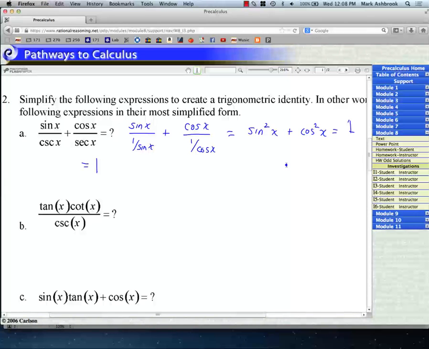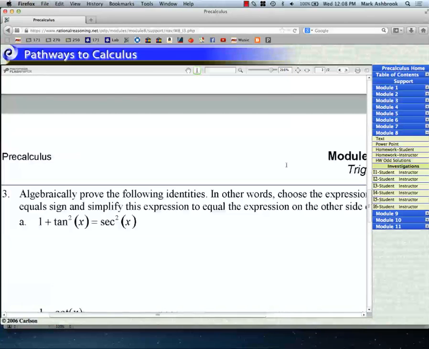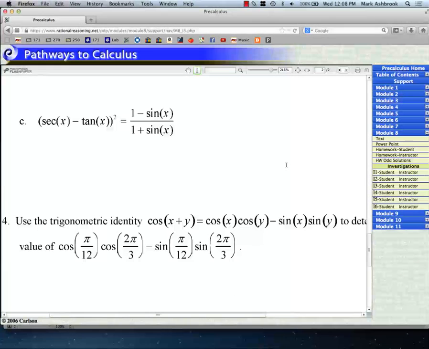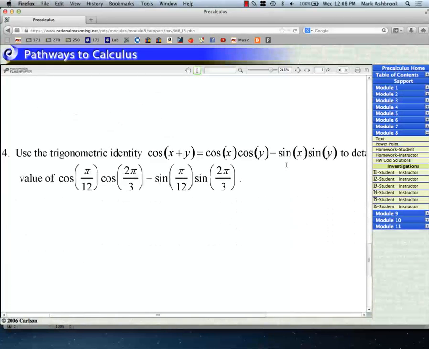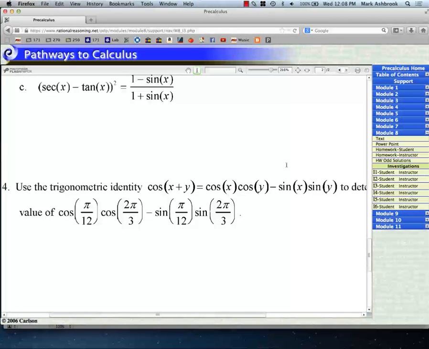So another thing is proving an expression. So let's go down here to part C on the next page. Secant x minus tangent x quantity squared equals this ratio, 1 minus sine x over 1 plus sine x. So here's the deal with proving identities. Many of you may have done this before, and you were shown a way that I'm going to discourage. If we're trying to prove this, we want a good formal proof.